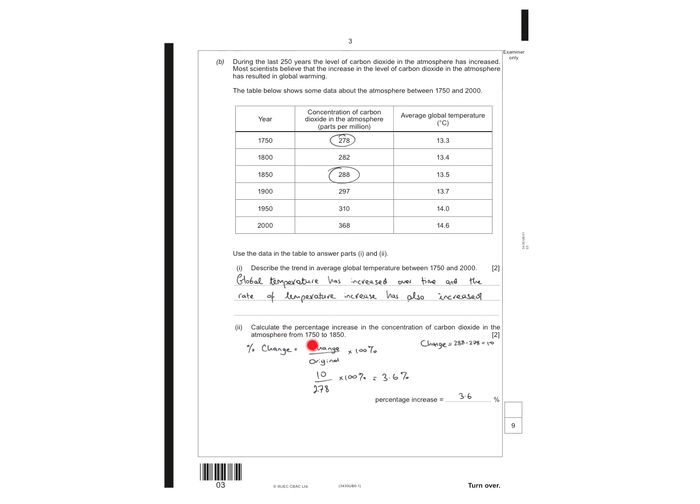For the next part, they want us to calculate the percentage increase in the concentration of carbon dioxide in the atmosphere from 1750 to 1850. Well, I'm going to be looking at this column here now, concentration of carbon dioxide, and I've circled the 2 concentrations. For 1750 it is 278 and for 1850 it is 288. If I want to work out a percentage change, I do change divided by original times 100. So I'm going to do the change, which is 10, divided by the original, which was 278, times 100, and that gives me 3.6%.